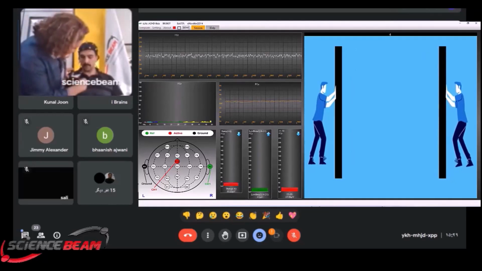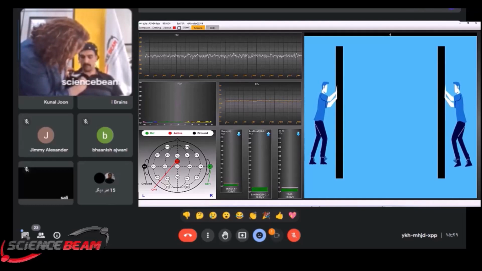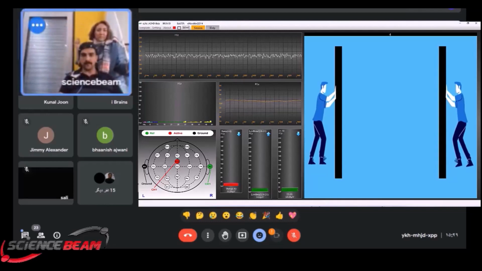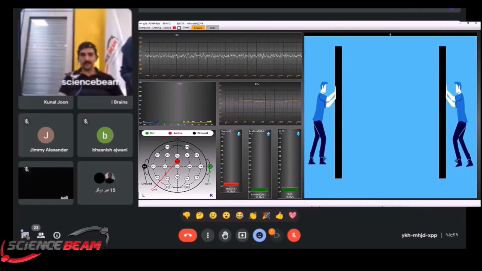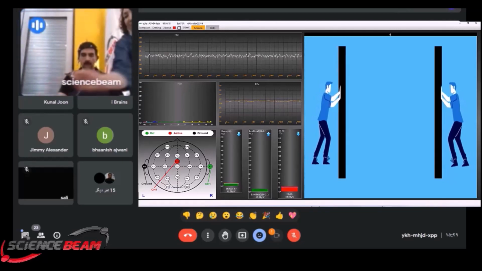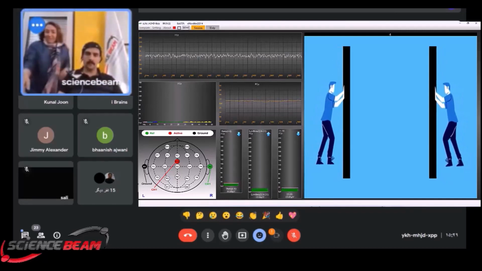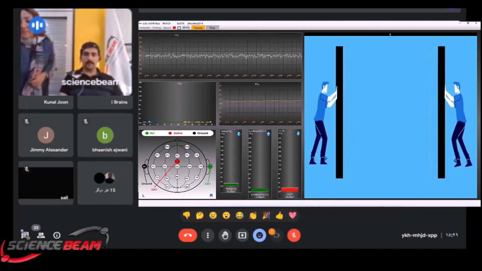So we are working on low beta, and we are working on 2 to 8 hertz waves and 25 to 30. So that would be low beta, high beta, and also delta. You can see that here we have a game.